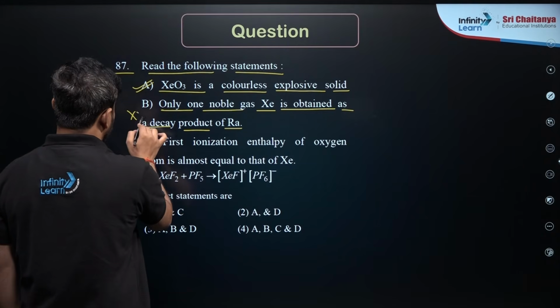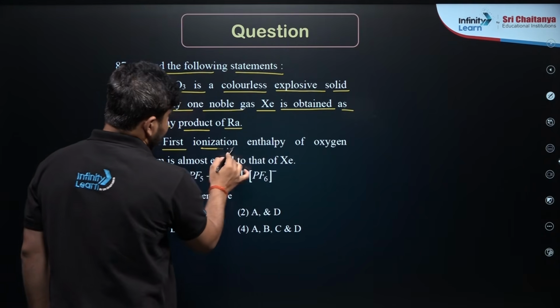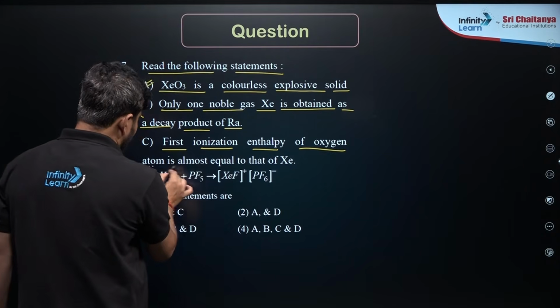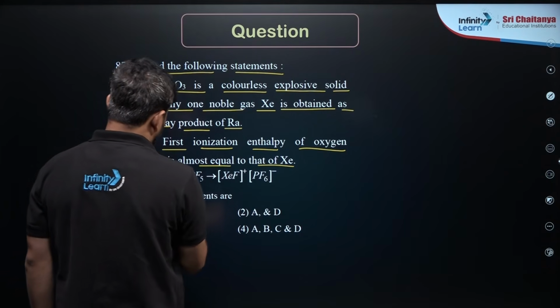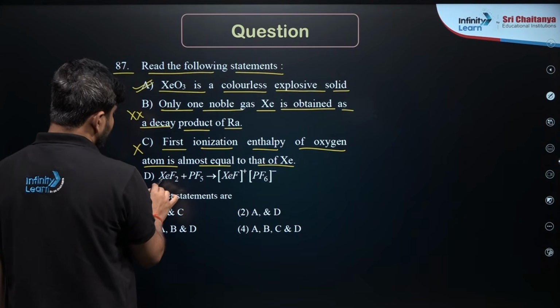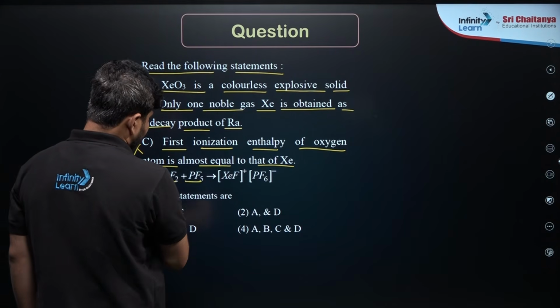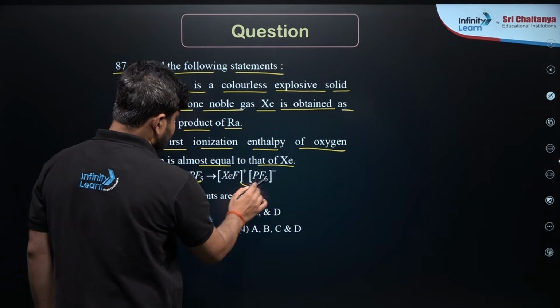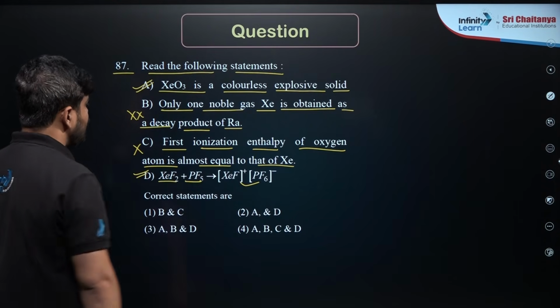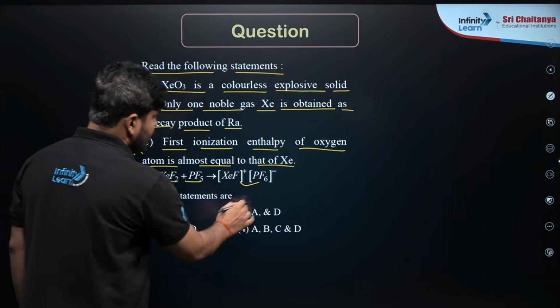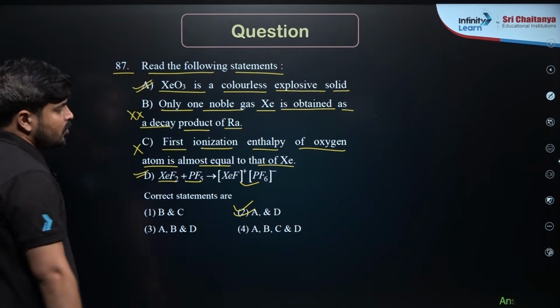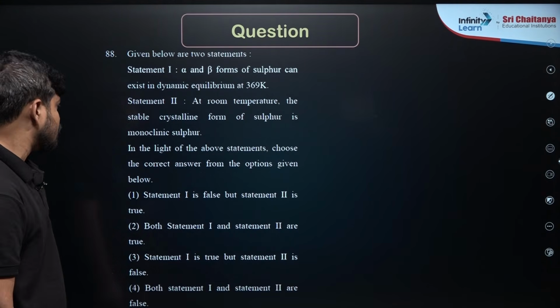This is not correct. And the first ionization enthalpy of oxygen atom is almost equal to xenon. This is also wrong. XeF2 plus PF5, it is going to react, so 2 compounds formation will come. This D is also correct. So what we can say, A and D are the correct answer of this question. So the second one is the correct answer of this question.